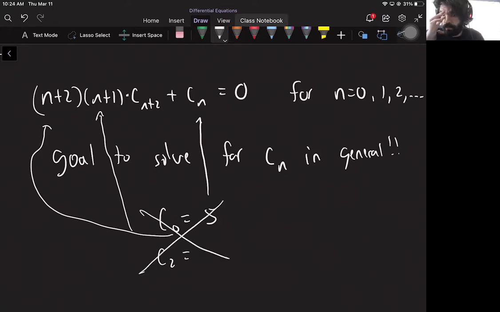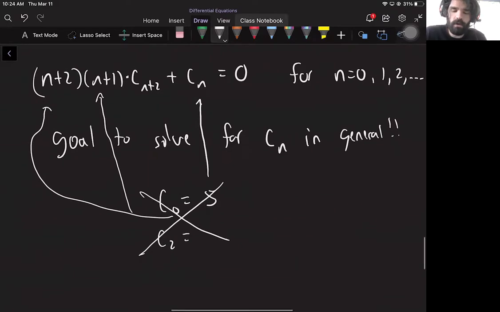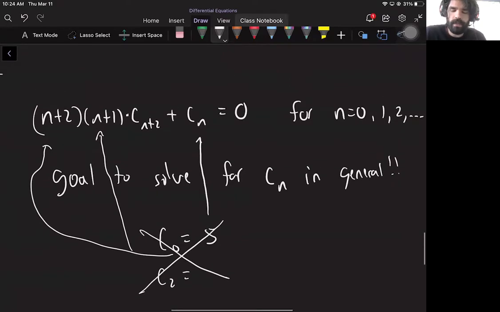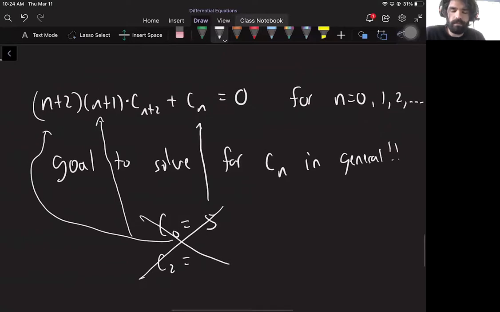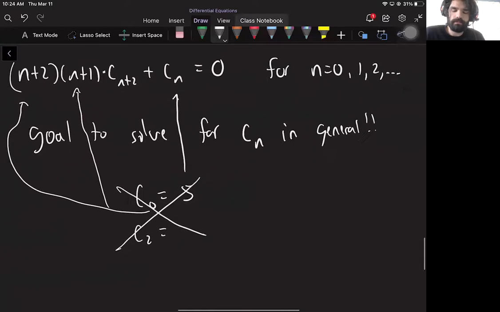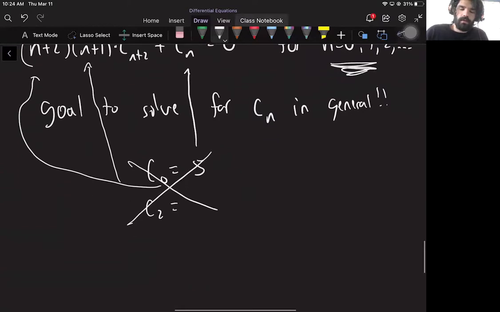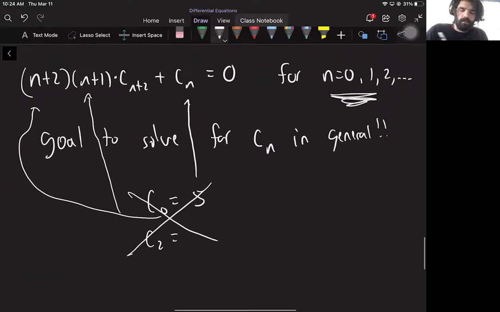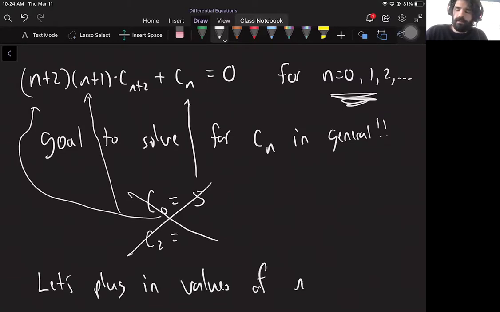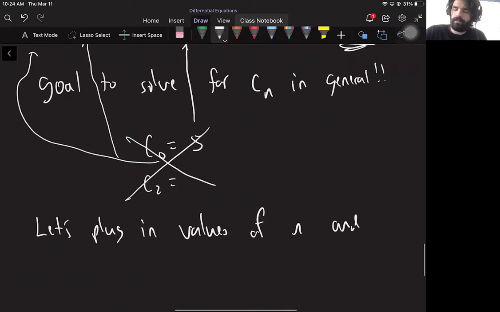Instead, there are going to be two coefficients that I cannot solve for, but all the other coefficients can be written in terms of them. And we'll see how that works by just plugging in these numbers. Okay. So let's plug in values of n and see if we can find a pattern. That's going to be the general idea for these.